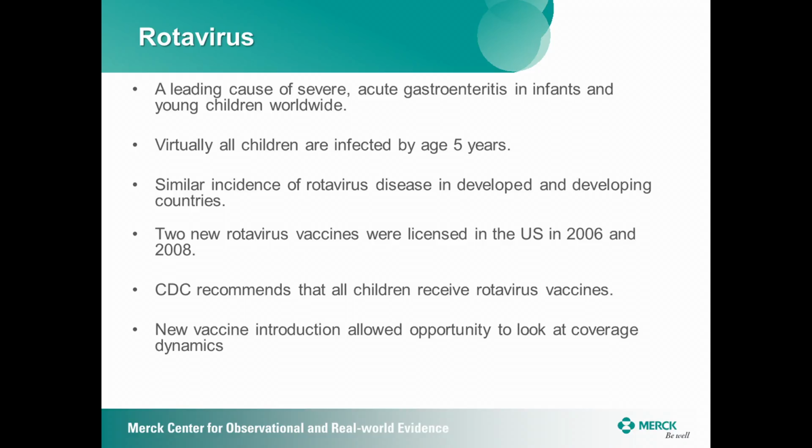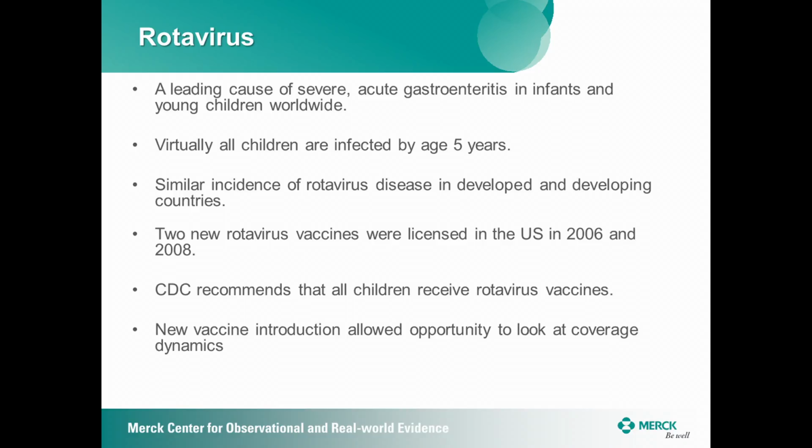what rotavirus is. It's a viral disease that occurs in all kids by the time they're 5. It causes severe diarrheal disease in children. Before vaccines were created, it killed about 500,000 kids every year globally, and about 70 to 80,000 kids were hospitalized in the US every year due to the virus.